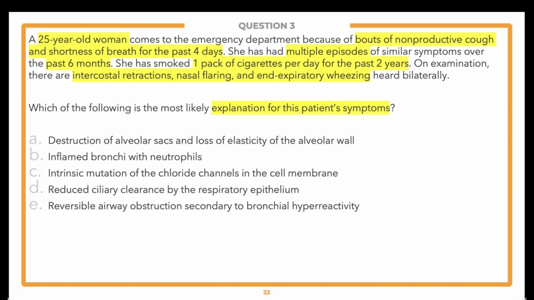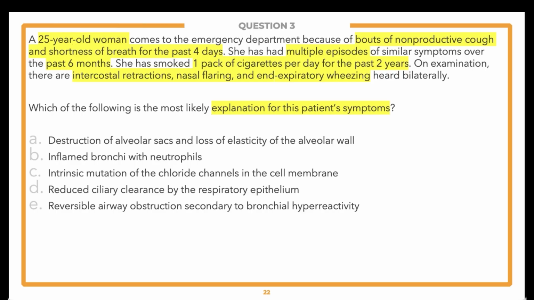Option choice A, destruction of alveolar sacs with loss of elasticity of the alveolar wall. Now, all of these represent a different condition and different presentation, but really, which is going to explain this the best? The young woman, 2-pack year smoking history, presenting with this chronic cough that keeps coming off and on for the past 6 months, with intercostal retractions, nasal flaring, and expiratory wheezing.